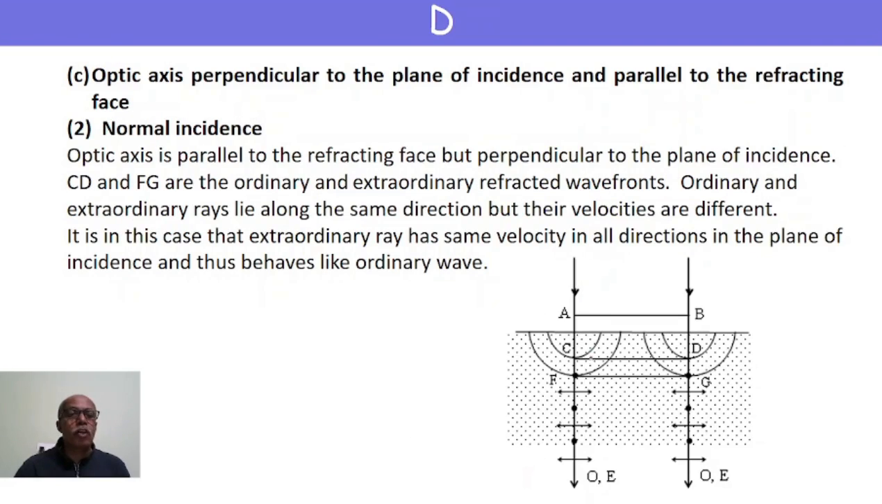The second case is the normal incidence in this. Again, AB is the plane incident wavefront. CD, FG are the ordinary and extraordinary refracted wavefronts. AO, AE, BO, BE are the ordinary and extraordinary rays. Though they are traveling along the same direction, there will be double refraction because the speeds of the ordinary and extraordinary rays are different.